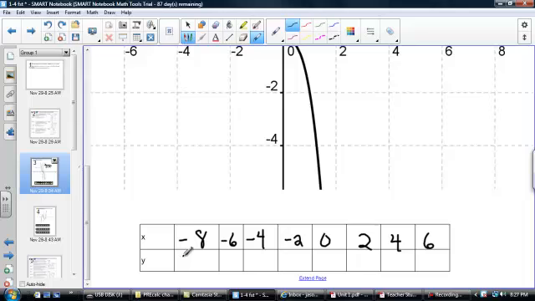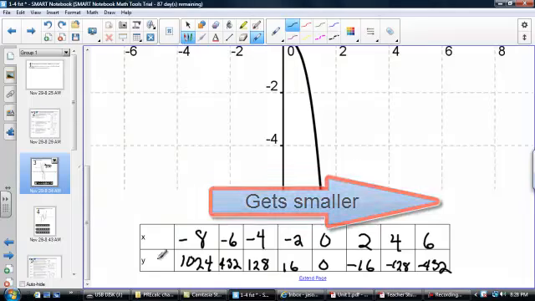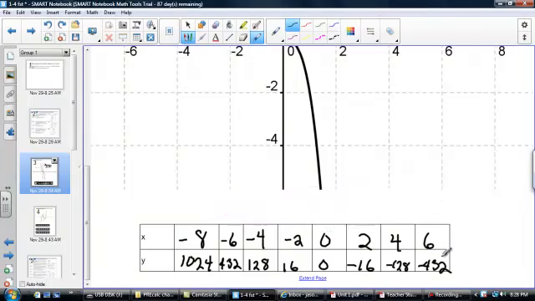Now, when I plug them in, I've got 1024, 432, 128, 16, 0, negative 16, negative 128, and negative 432. Now, as you look at this, the y's, as you're moving from smaller x values to larger x values, you'll notice that it keeps decreasing. This is your numerical proof. When they ask for numerical justification or support your answer numerically, this is what you're going to put on your paper.